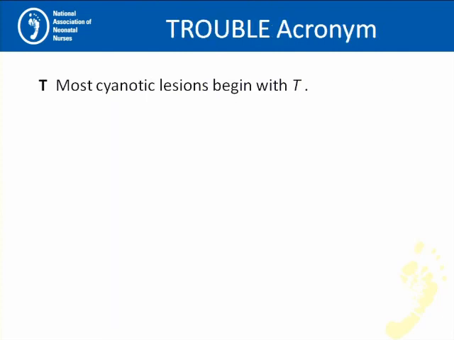As a quick reference tool, or to trigger your memory, this acronym applies to cyanotic defects. TROUBLE. T. Most cyanotic heart conditions begin with the letter T, such as tetralogy of Fallot, transposition of the great vessels, tricuspid atresia, and total anomalous pulmonary venous return. One additional condition is hypoplastic left heart syndrome.